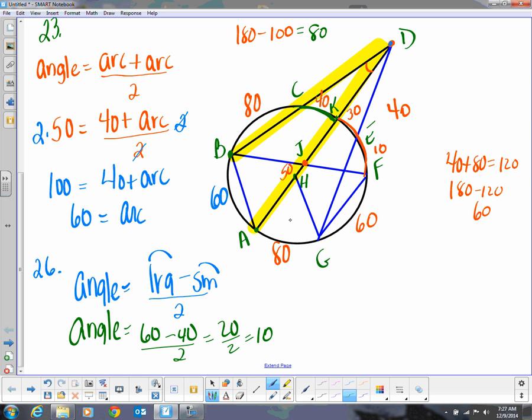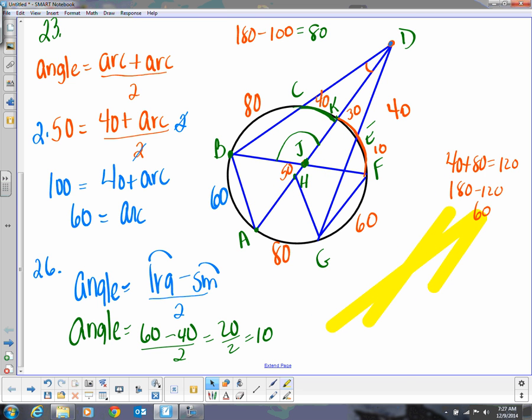31. 31 is angle BJK. So put your point on BJK. Where's K? So we're looking at this angle right here. There's the vertex. Where is it? Inside, not on circle. Okay, so I'm going to get rid of this, and I'm going to trace these new ones. So we've got this and that.